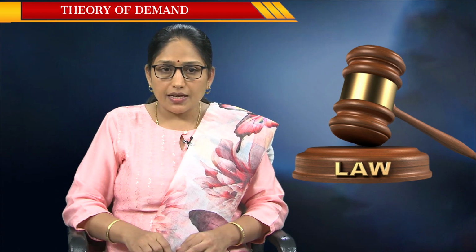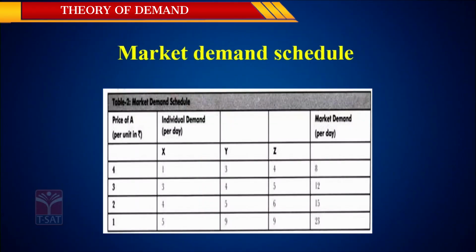In this, to get the market demand schedule, we are adding the individual demands of each consumer. Like for example, in this table, price of commodity is given. Now here we assume that the price of the commodity remains constant. It is not changing according to the demand.